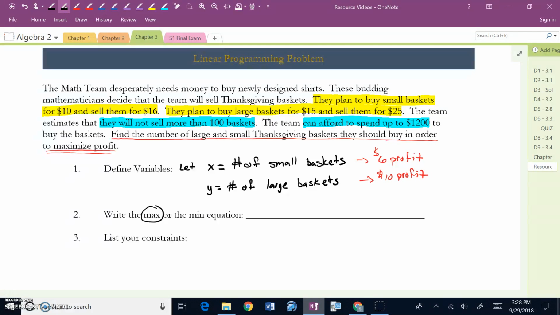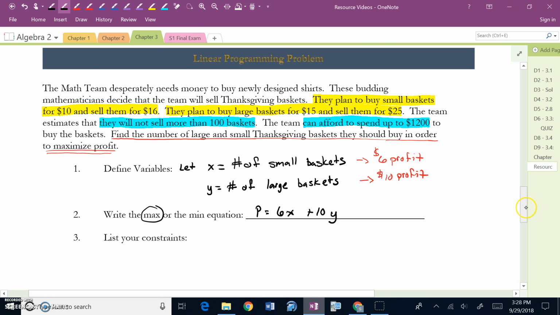That is going to be how we come up with our profit equation. It's going to be $6 times x plus $10 times y. Again, let me repeat that. It can't be 10 or 16 with the x because we're buying for 10, selling for 16. 16 is not the profit. The profit is the difference between what we spent for it and what we are selling it for.